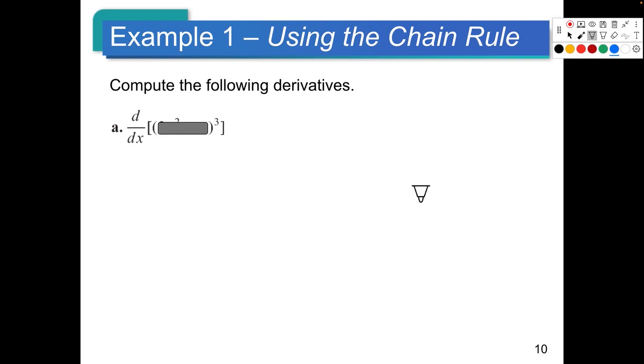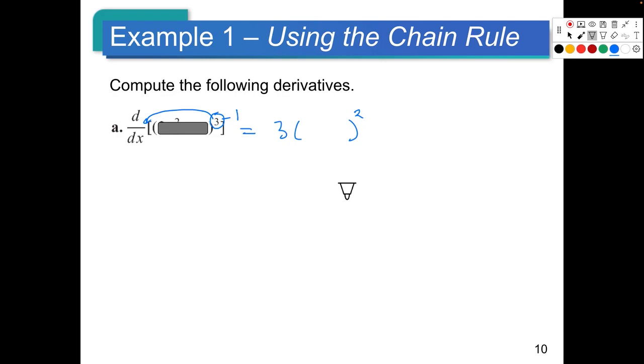So here I'm being asked to take the derivative of some function. I've even blacked it out. We'll bring it out. And it's to the third power. So if I've got something to the third power, how do I take its derivative? The 3 comes down in front, and I subtract 1 from the exponent, right? So it's 3 times something to the second power. And that's all I need. That's half of the chain rule.